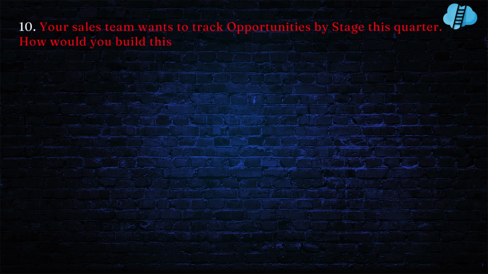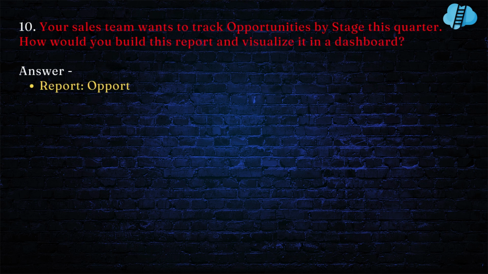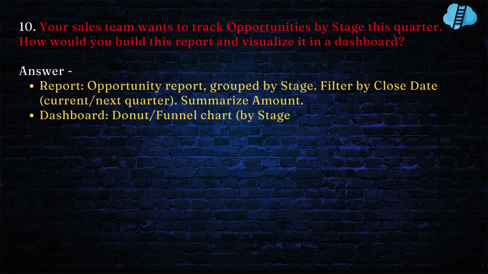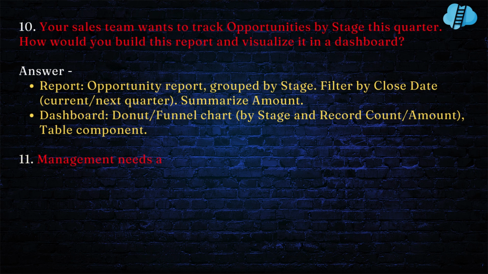10. Your sales team wants to track opportunities by stage this quarter. How would you build this report and visualize it in a dashboard? Answer: Report: Opportunity report, grouped by stage. Filter by close date: current and next quarter. Summarize amount. Dashboard: donut, funnel chart by stage and record count, amount, table component.